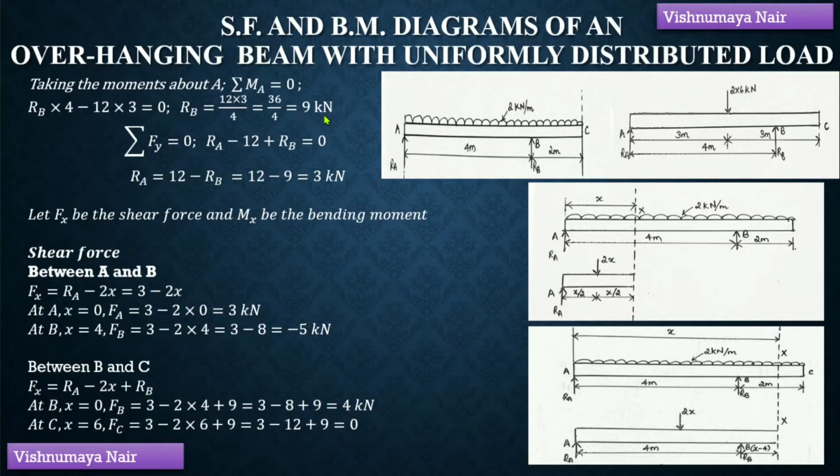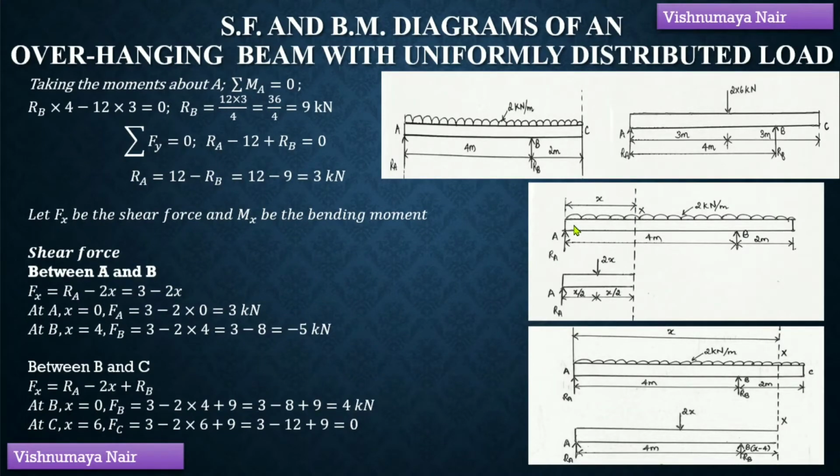Now we know the value of Rb. So Rb equal to 9 kilonewton. So let's substitute 9 kilonewton in the place of RB. So RA will be equal to 12 minus RB, which is equal to 12 minus 9, which is equal to 3 kilonewton. Therefore, RA equal to 3 kilonewton, RB equal to 9 kilonewton.